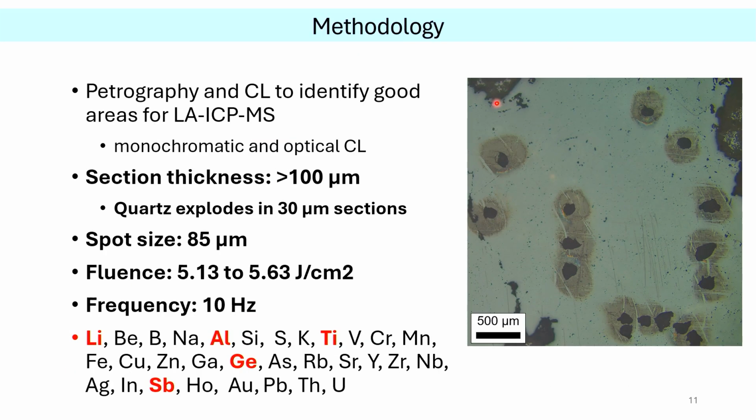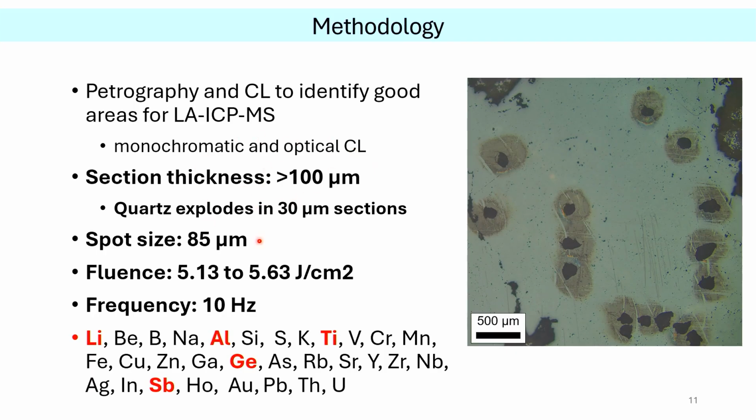So methodology. So we need petrography and CL in order to identify good areas for LA-ICP-MS analysis. I would also recommend for CL work, both monochromatic and optical CL, so colored CL. Something that I don't think is really stated explicitly in literature a lot: you do want thick sections when you're ablating quartz, because quartz tends to explode in 30 micron sections, so you really want thick sections if you're going to do trace element work of quartz.